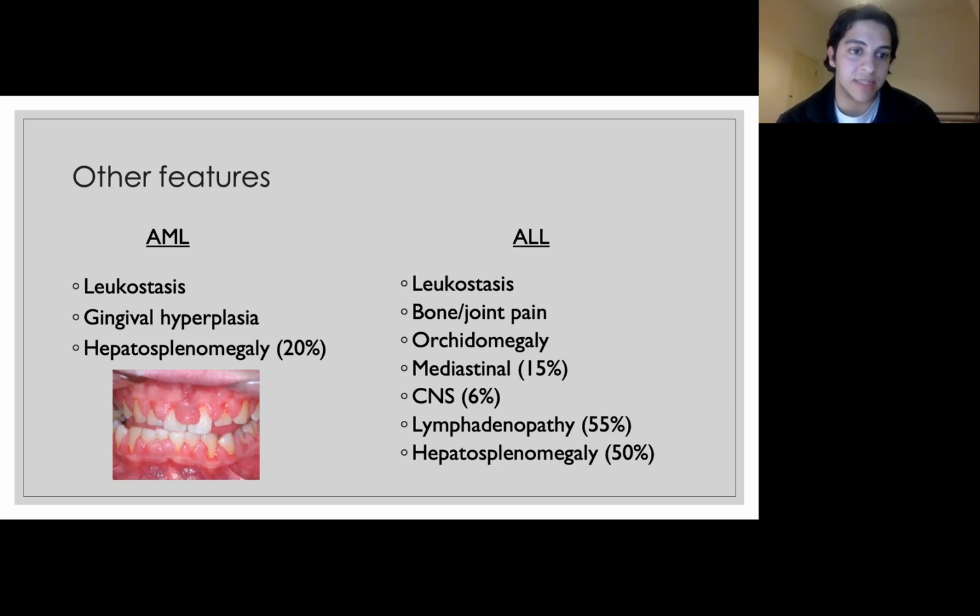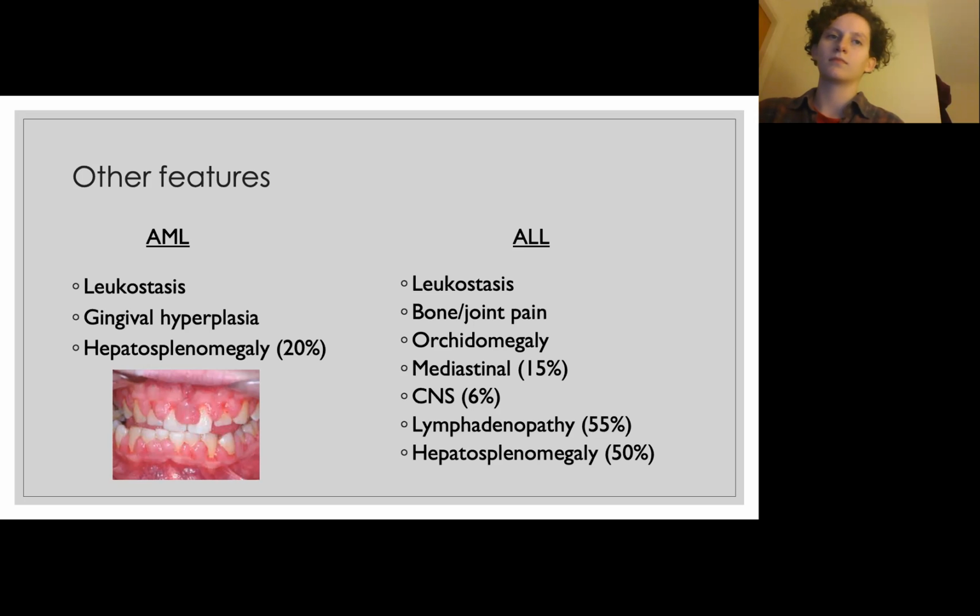In that picture there, you can see gingival hyperplasia. There are a few drugs that can cause it, things like cyclosporin or phenytoin, or some calcium channel blockers as well. But if it's not associated with any drugs, in exam questions, they might link it to AML. And you can also get hepatosplenomegaly. And then ALL, which is more common in kids, you can see things like bone or joint pain. There can be involvement of the testicles, so orchidomegaly. There can be mediastinal involvement, central nervous system involvement, lymphadenopathy, which is quite common, and hepatosplenomegaly again.